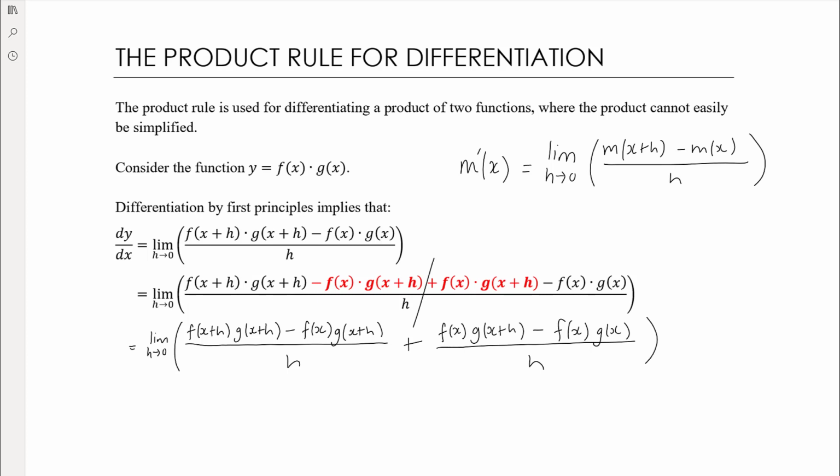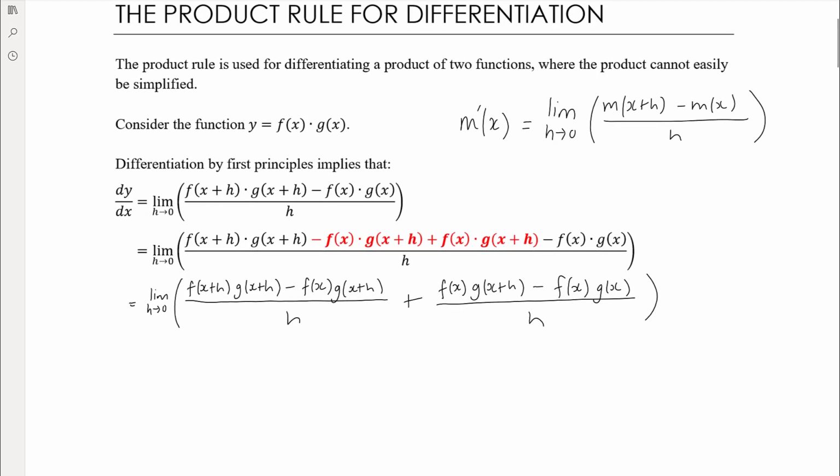Now, we can do a couple of things at this point. What I'm going to do at this next step is factor out the common factors. There's a common factor of g of x plus h in this fraction. I'm going to factor that out.